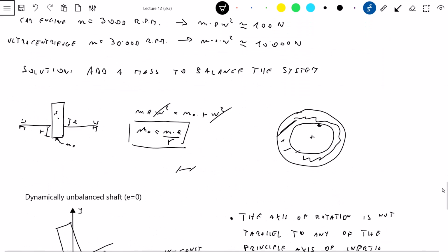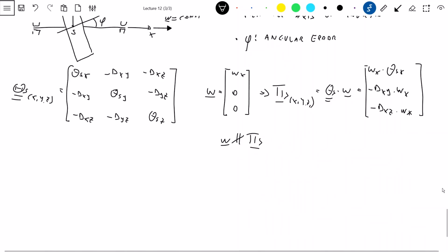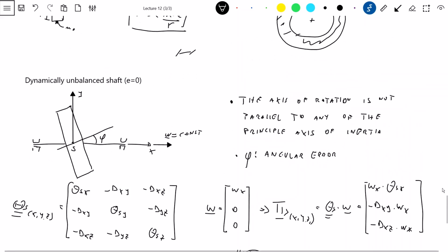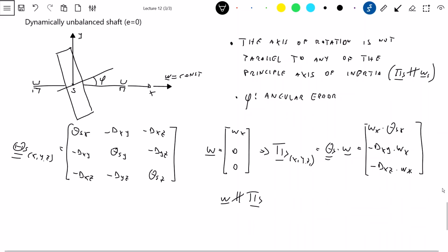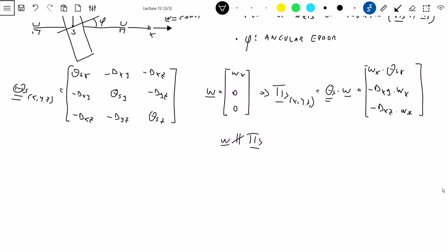Now if you have a dynamically unbalanced shaft, this is not verified anymore, and this is the main thing. It is related to the fact that the axis of rotation is not parallel to any of the principal axes of inertia. Actually, we can say the shaft is dynamically unbalanced if pi s is not parallel with omega s. This is the important thing that causes the system to be dynamically unbalanced. Let's see what the consequences are.